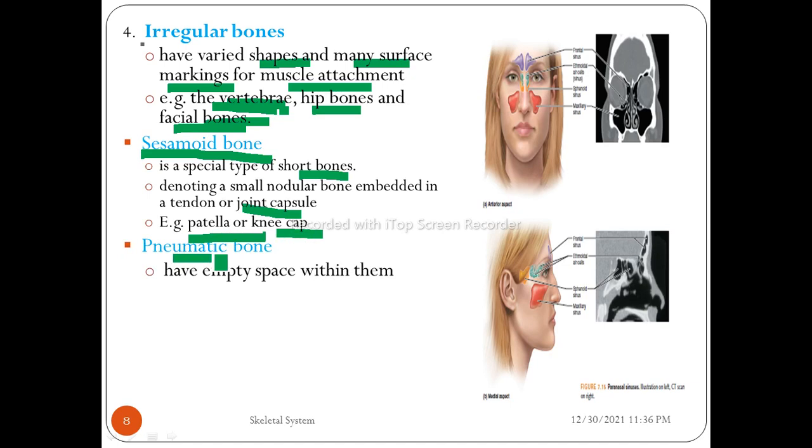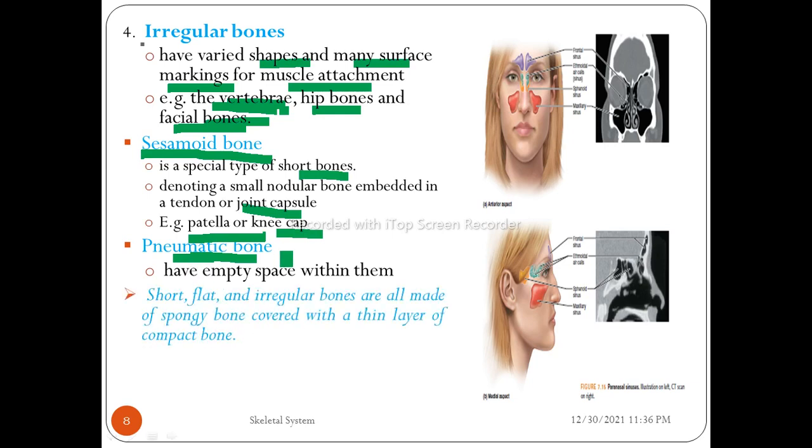The other one is pneumatic bone. Pneumatic bone is a bone which has empty space within it. So within the bone there is an empty space, and this space is what makes it a pneumatic bone. For instance, this is the maxillary sinus. The maxillary sinus has a cavity within it.